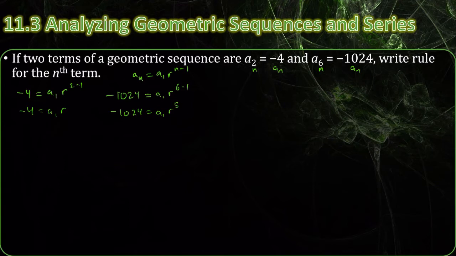All right, what we're going to do is we're going to solve this system of equations by substitution. So I'm going to take my first equation and I'm going to solve it for a_1. So we'll divide by r to get the a_1. Can now take that and plug it in to the other equation.